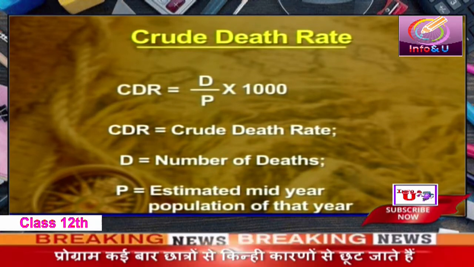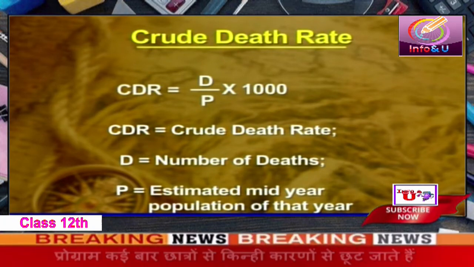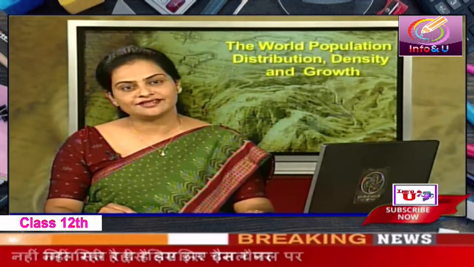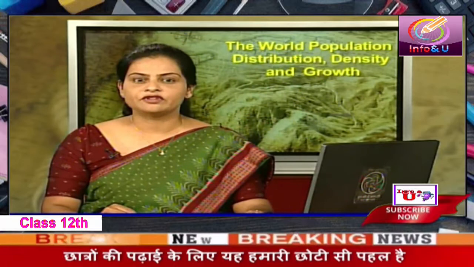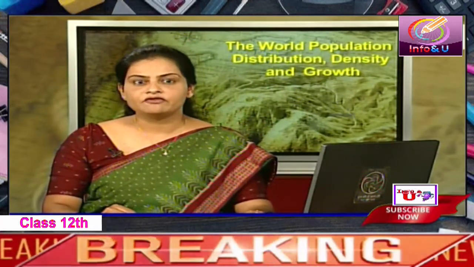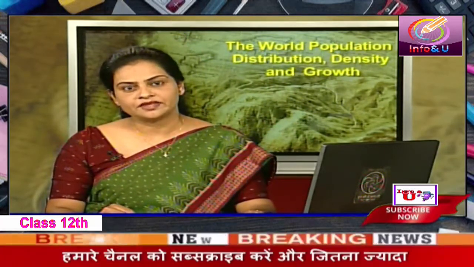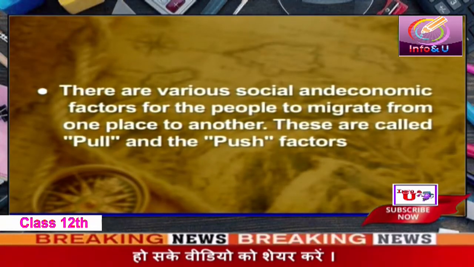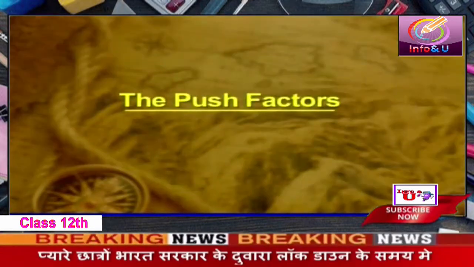The population changes with the change in the death rate, birth rate and migration. There are various social and economic factors for the people to migrate from one place to another. These are called pull and push factors. Let us quickly look into a few pull and push factors.